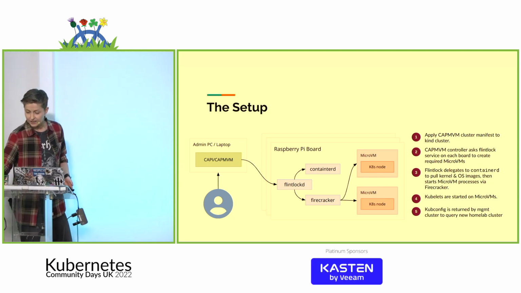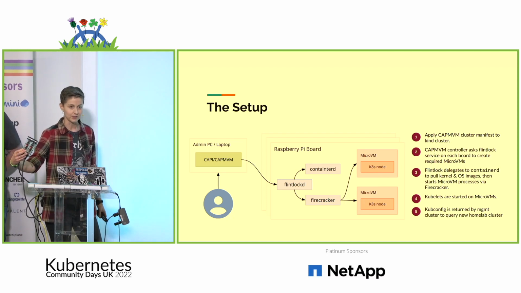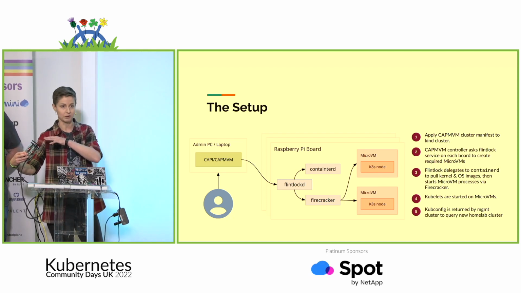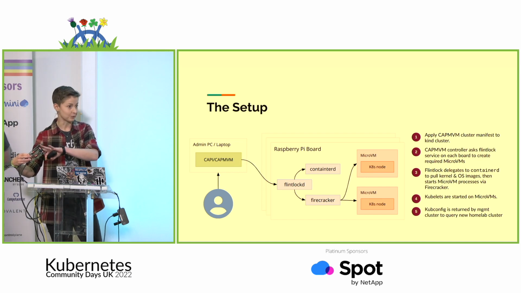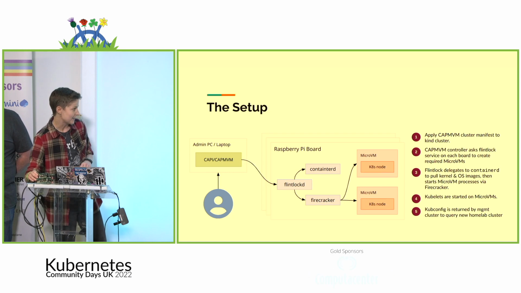Then here, I've got 2 Raspberry Pi Model 4Bs. These are only 4 gigs of RAM, so despite Josh saying that MicroVMs do come up fast, they do. When we're this under-resourced, it's a little bit slower, so I hope you'll bear with me on that.